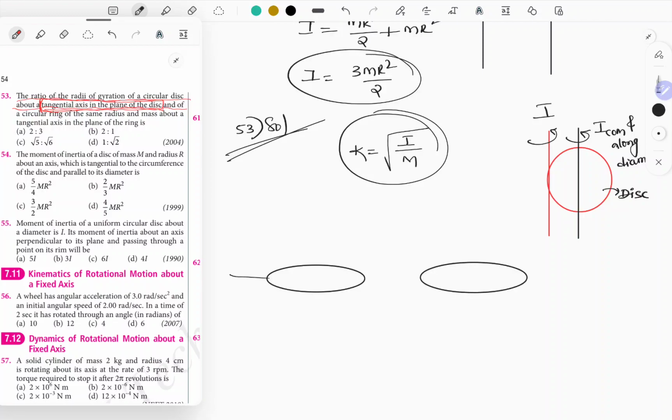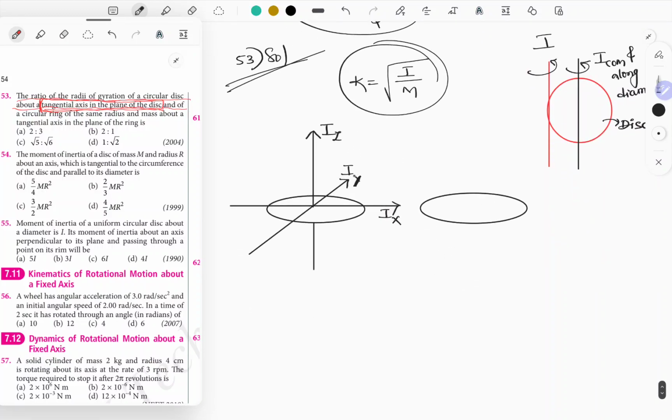So this is how ring and disks are represented. Let me represent three axes. To apply the perpendicular axis theorem, we need three axes, right? Yes, it is. Observe each and every axis, whether they are following the rule or not. This is the x axis, this is the y axis, and this is the z axis. Moment of inertia through the z axis, through the x axis, and through the y axis. This is how it is represented. I need moment of inertia through the diameter, right?